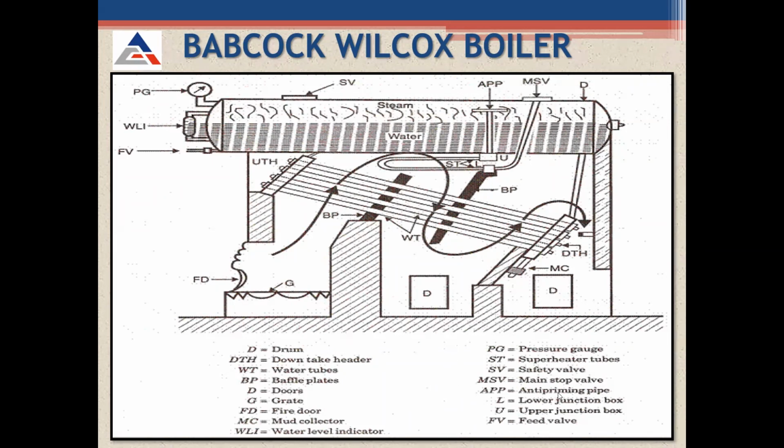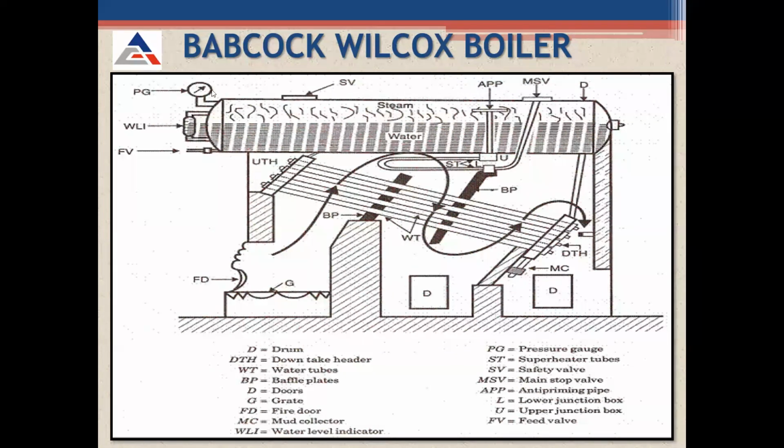And then APP, that is the anti-priming pipe, is there, just to remove the water droplets from the steam. Then the feed valve is there, to feed the water into the drum. So this is the Babcock-Wilcox boiler.